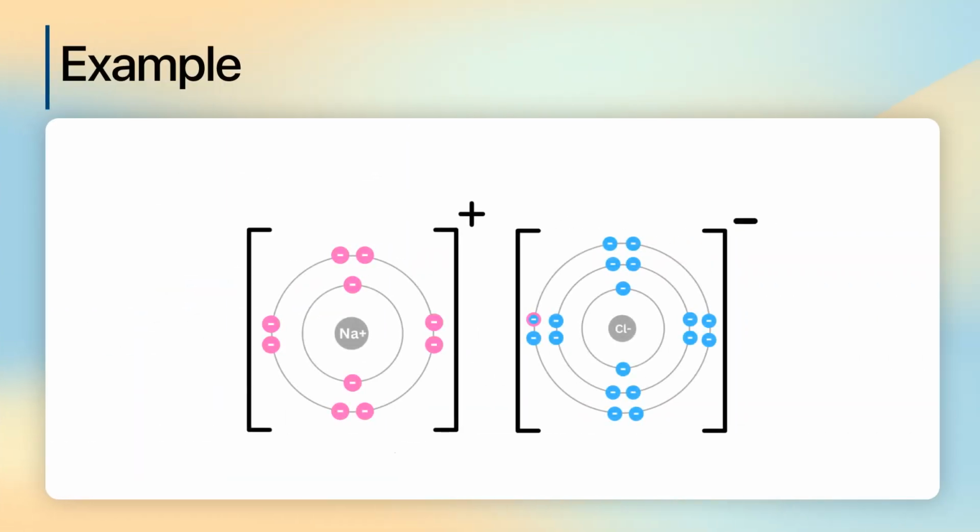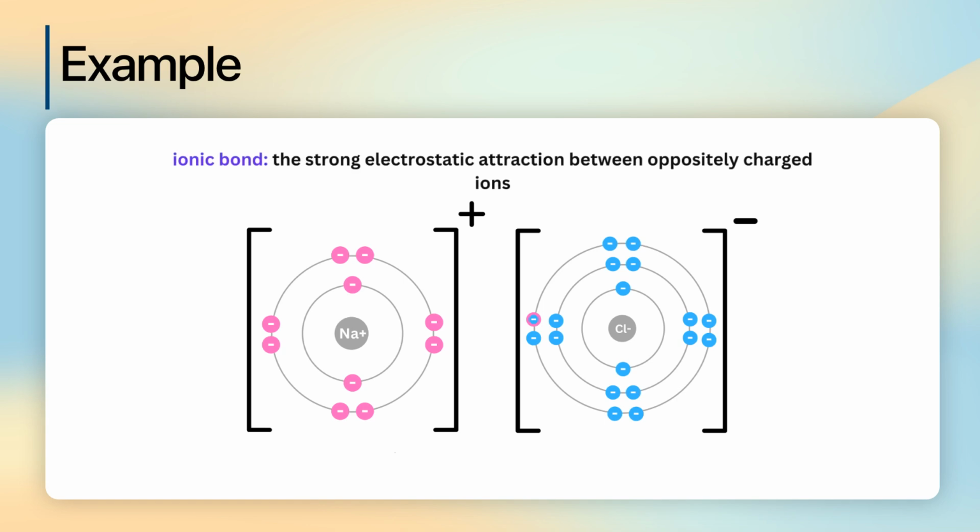The strong electrostatic attraction between these oppositely charged ions forms an ionic bond, resulting in the compound sodium chloride, commonly known as table salt. So, ionic bonding occurs when a metal and a non-metal atom interact and exchange electrons.